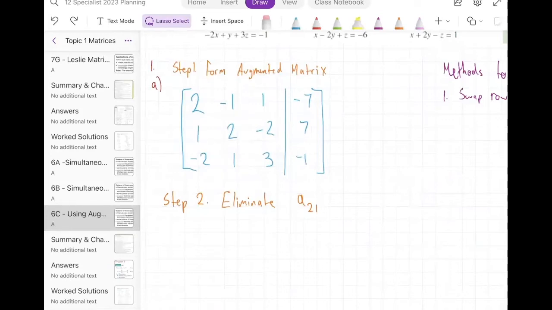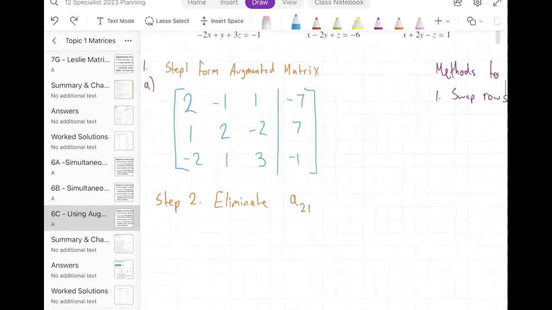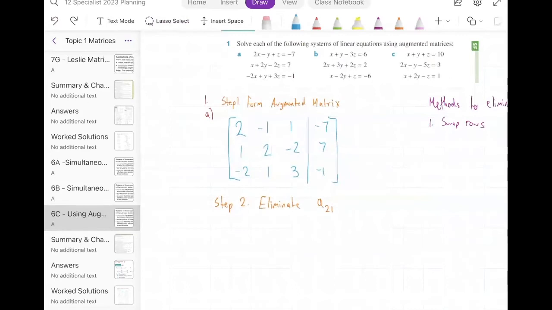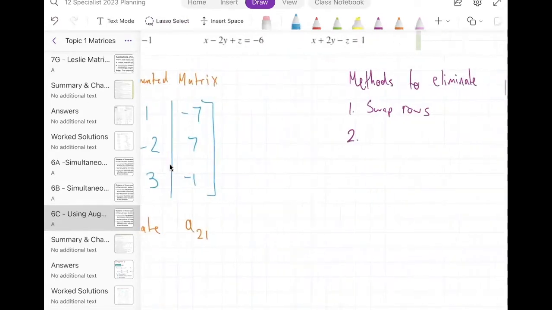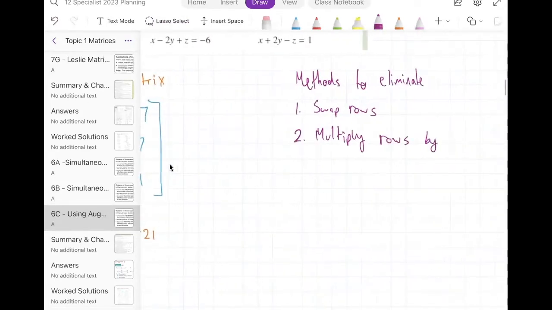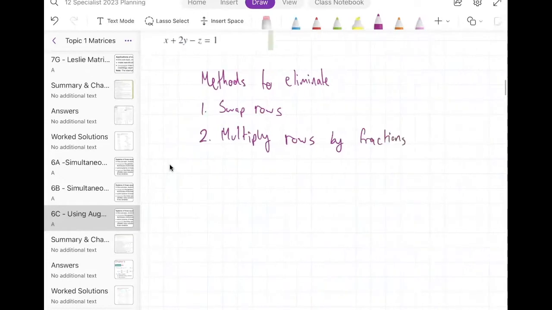If I already have a 0, like let's say I have a 0 here to start off, maybe I'd want to swap these 2 rows to get my 0 at that element straight away. So we can swap rows. That is a very useful method. So first step is to swap rows. Step 2 is to multiply rows by, I'm going to write fractions or integers.